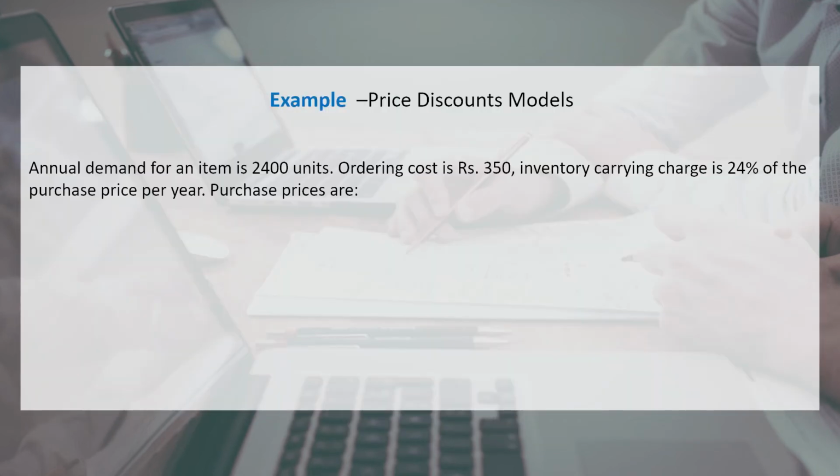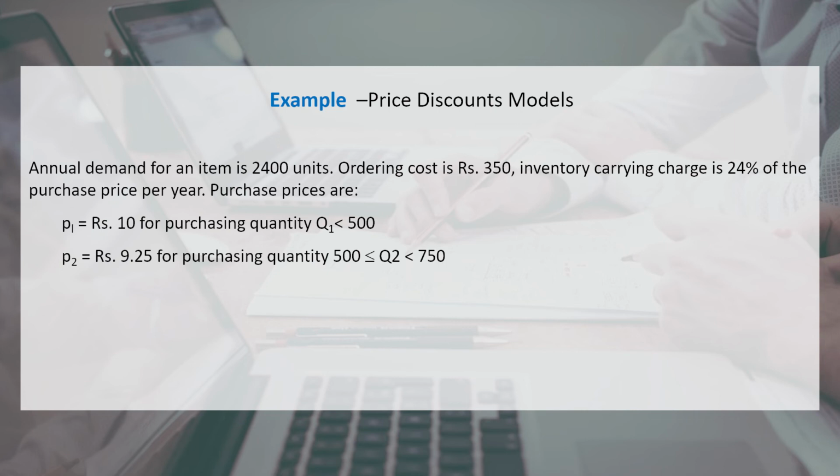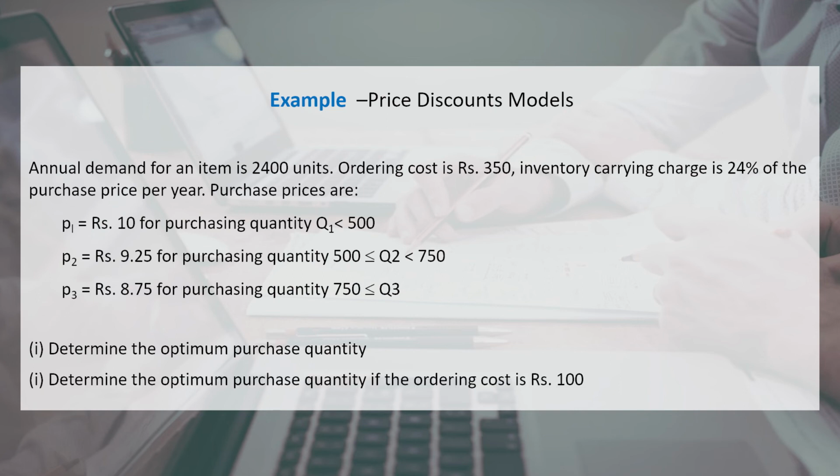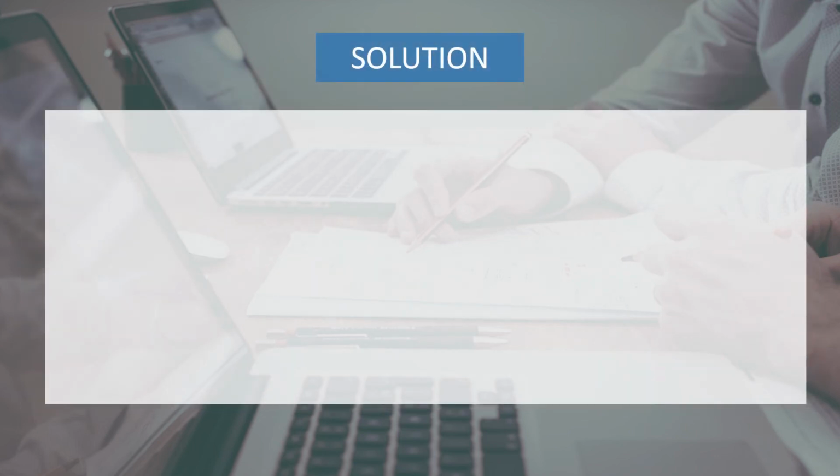The annual demand for an item is 2,400 units. Ordering cost is rupees 350. Inventory carrying cost is 24% of the purchase price per year. Purchase prices are given in brackets: P1 is rupees 10 when quantity purchased is less than 500 units. P2 is rupees 9.25 when quantity purchased is between 500 and 750. And the purchase price will be rupees 8.75 per unit when the quantity is more than 750. So there are two situations. One, determine the optimal purchase quantity, and the second, determine the optimal purchase quantity if the ordering cost is rupees 100. So let us go to the solution of the first question.